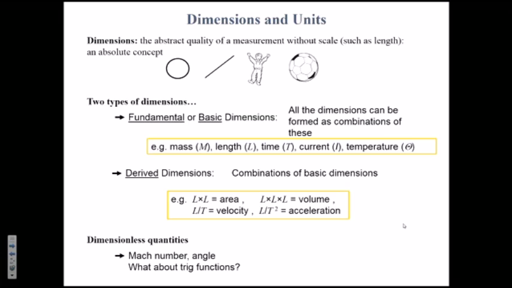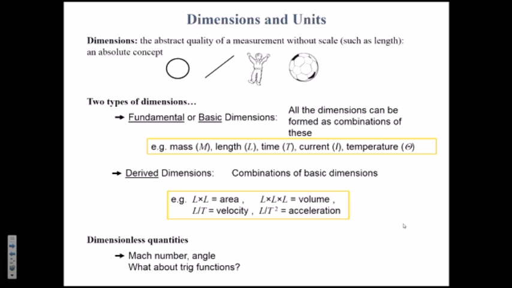So dimensions, which is an abstract concept, are very few. There are not too many base dimensions, fundamental dimensions. So fundamental dimensions that we deal with are mass, and we write it usually as uppercase M, the length, uppercase L, time, uppercase T, current, I, and temperature, theta. There are only very few base dimensions.